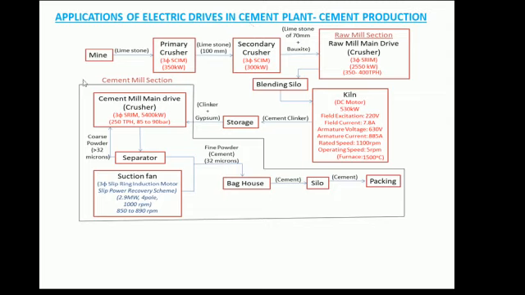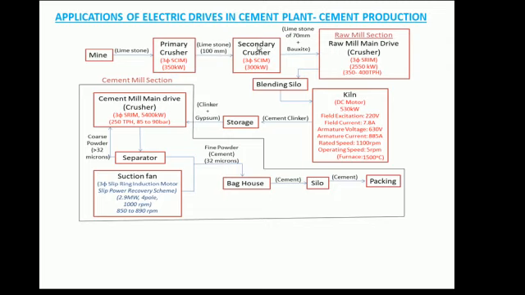Let us start. This is the schematic diagram of a cement plant in which the cement is produced. Limestone is the main raw material of the cement. This limestone is taken from the mine and given to the primary crusher. This primary crusher uses a 3-phase squirrel cage induction motor with a power rating of 350 kilowatts. The function of this primary crusher is to reduce the size of the limestone to 100 mm. This reduced size of 100 mm limestone is fed to the secondary crusher.